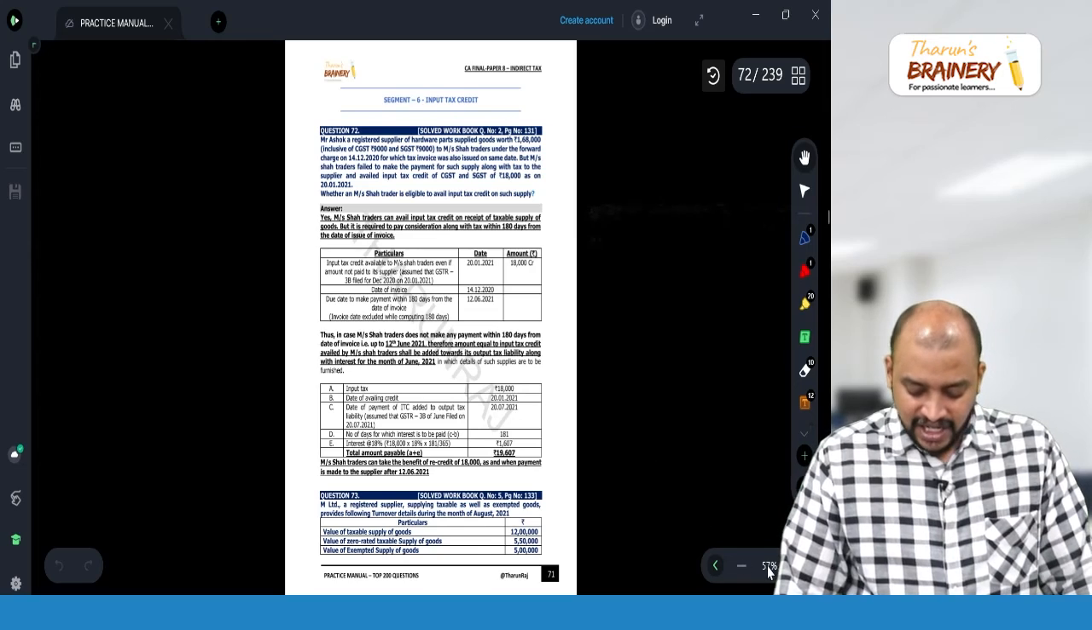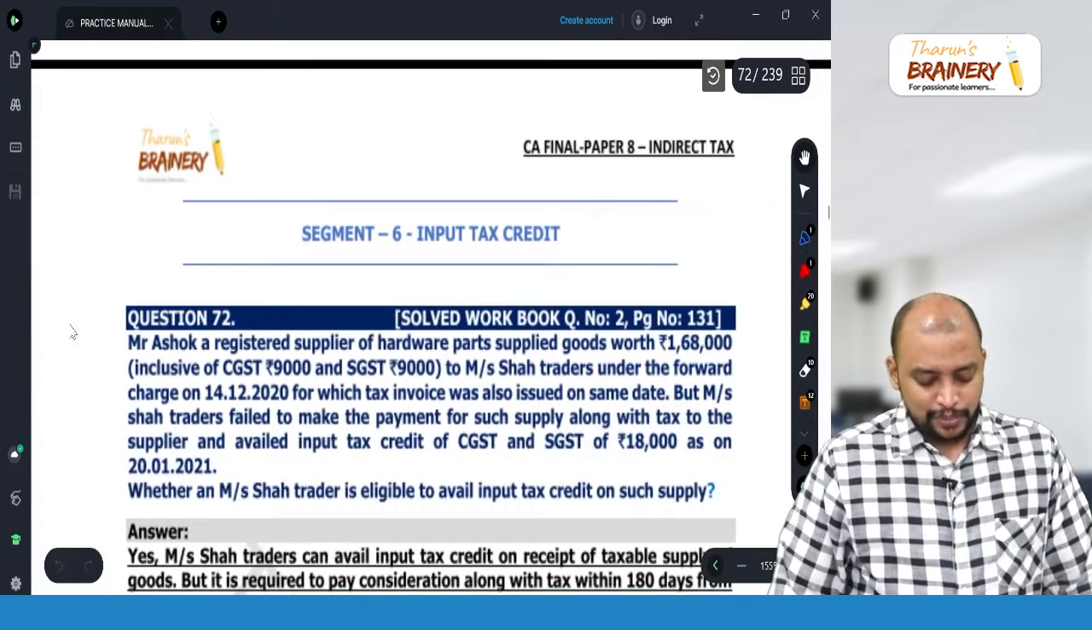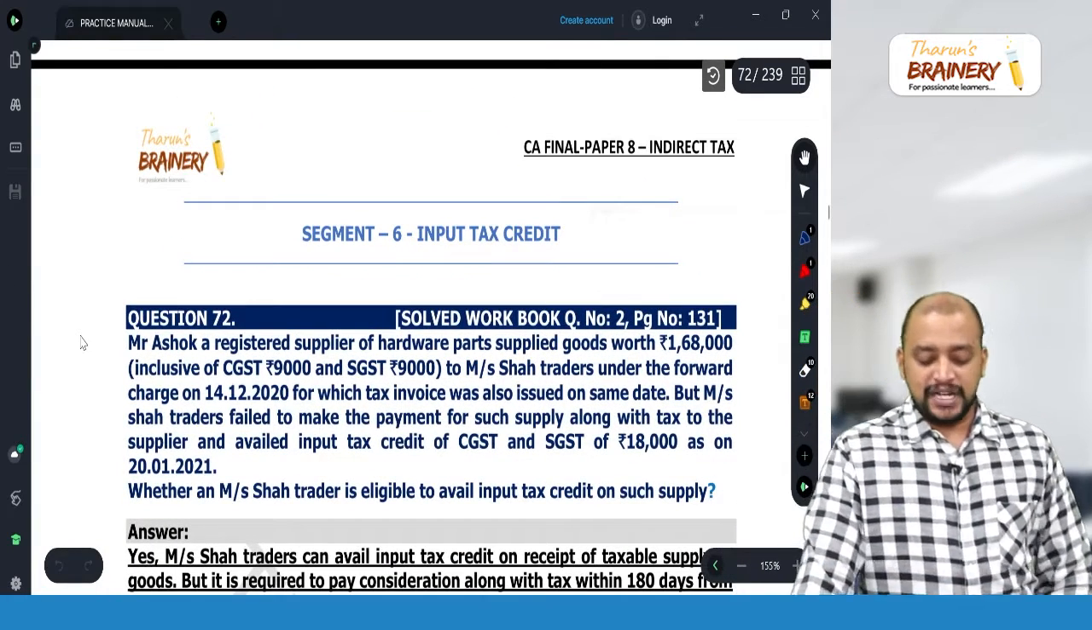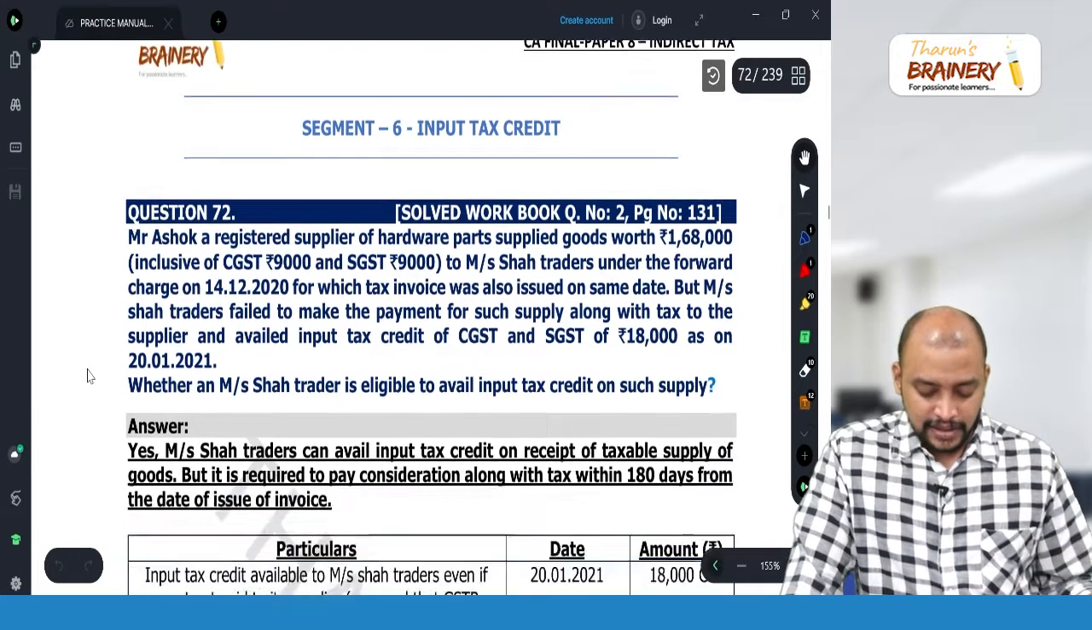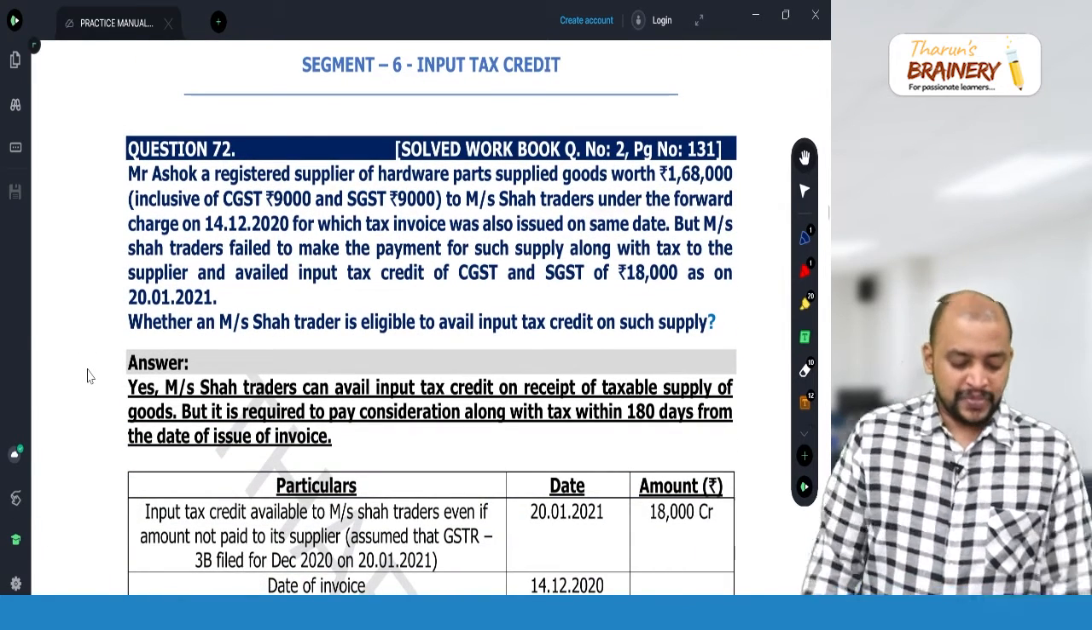Page number 71. You can have a look into page number 71, segment 6, input tax credit. So you can see this question.